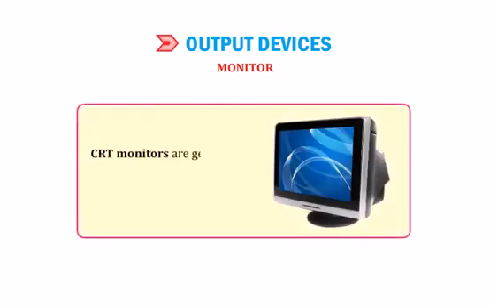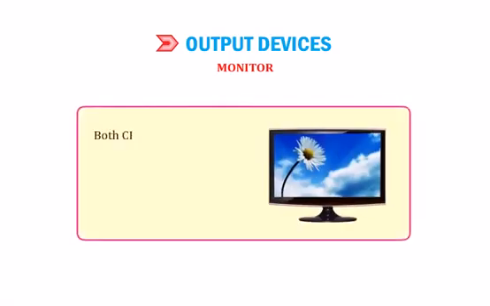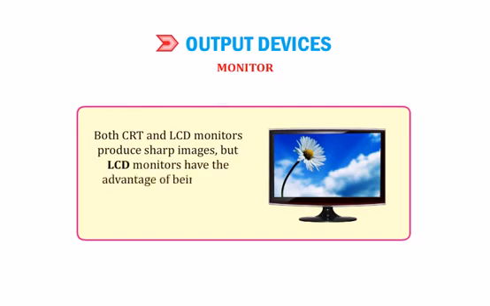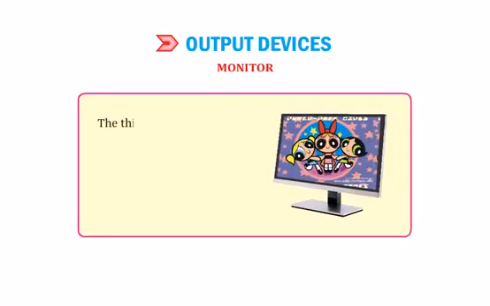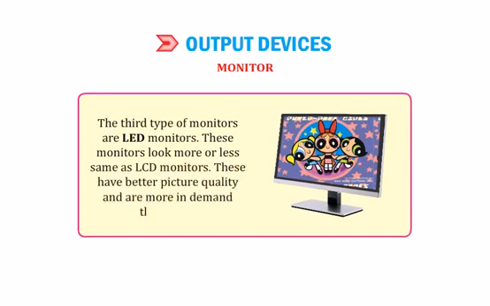CRT monitors are generally less expensive but consume more electricity. Both CRT and LCD monitors produce sharp images, but LCD monitors have the advantage of being much thinner, lighter, and consume less electricity. The third type of monitors are LED monitors. These monitors look more or less the same as LCD monitors. These have better picture quality and are more in demand than LCDs.